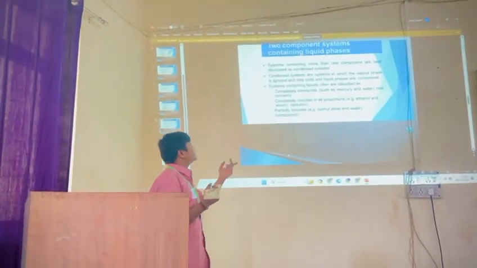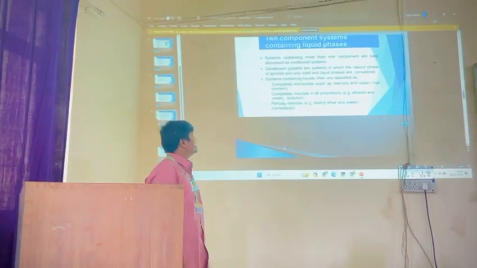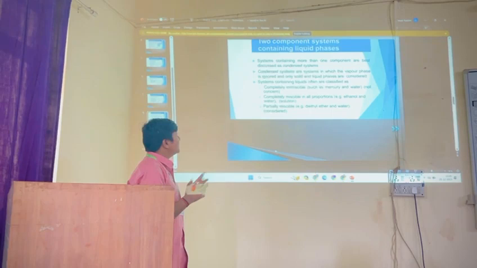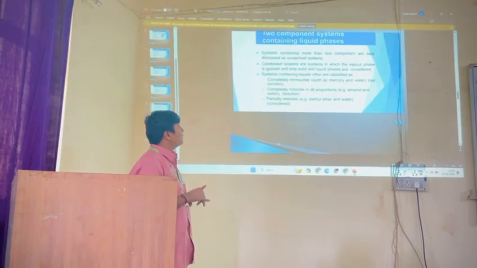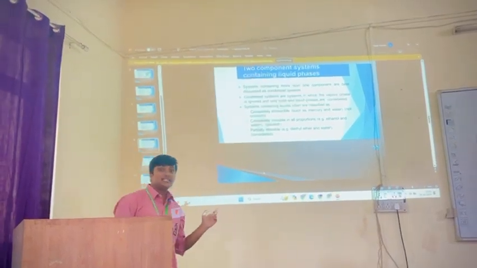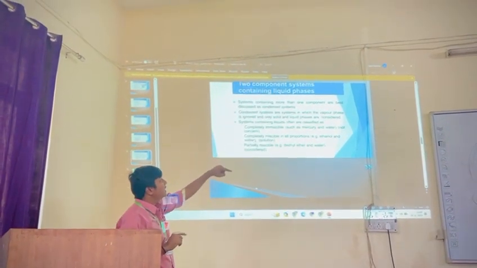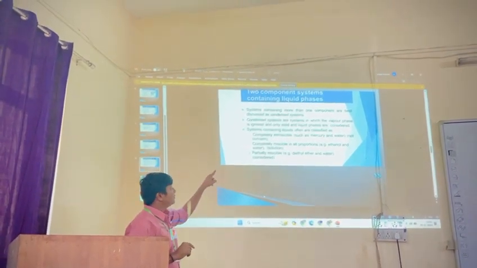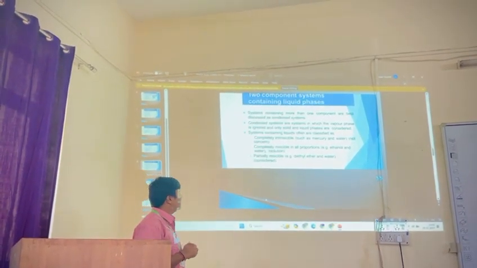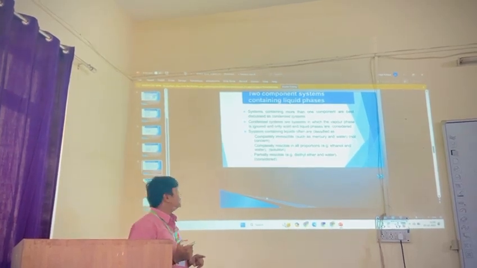Then the two component system. The systems containing more than one component are discussed as condensed systems. Condensed systems are systems in which the vapor pressure is ignored and only solid and liquid phases are considered. In a condensed system, we can ignore the pressure, but we should consider the solid and liquid phases. The systems containing liquids are classified as completely miscible, and partially miscible.